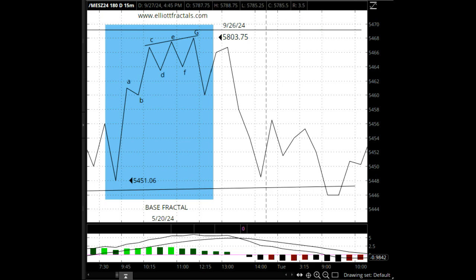Okay, and that's the point of looking at the market, mapping the market using fractals. We'll see how this works out.